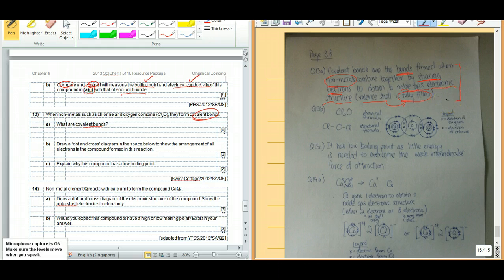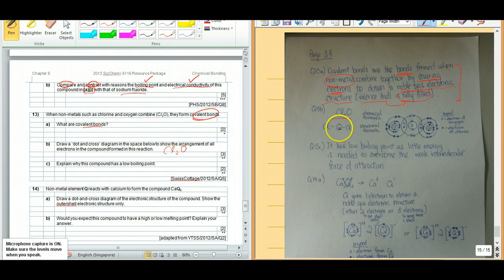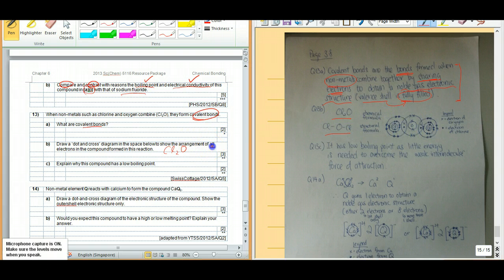Now we look at 13b. In 13b, they tell us to draw the dot and cross diagram for Cl2O. First up, the chemical formula is given to you. You must come up with a structural formula, ClOCl, and from there, you will draw the dot and cross diagram. Take note, they tell us to draw all the electrons in the compound. So that's why we have such a complicated diagram.